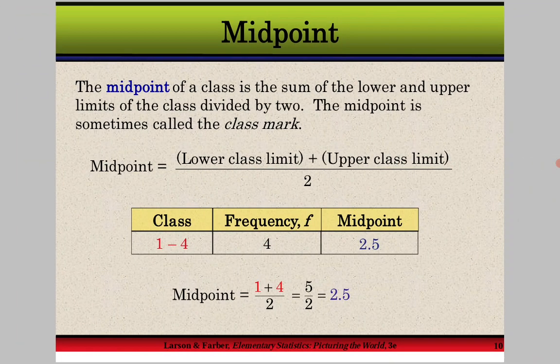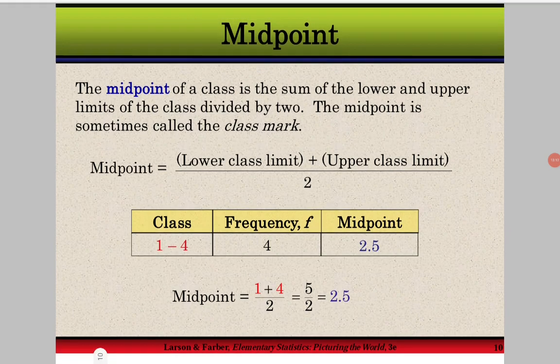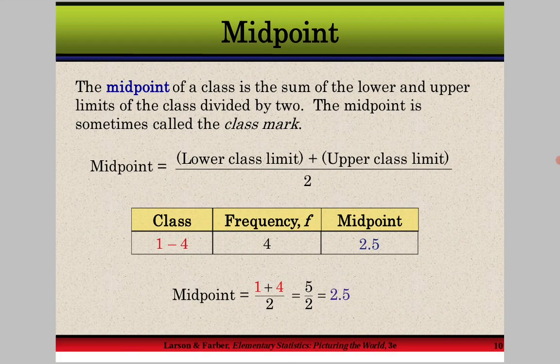So what is the midpoint? Another term is midpoint. How do we find the midpoint of a class interval? The midpoint of a class is the sum of the lower and upper limits of the class divided by 2. The midpoint is sometimes called the class mark. So midpoint is equal to maximum value plus minimum value divided by 2. For the class 1 to 4, frequency 4, the midpoint is 1 plus 4 divided by 2, that is 2.5.